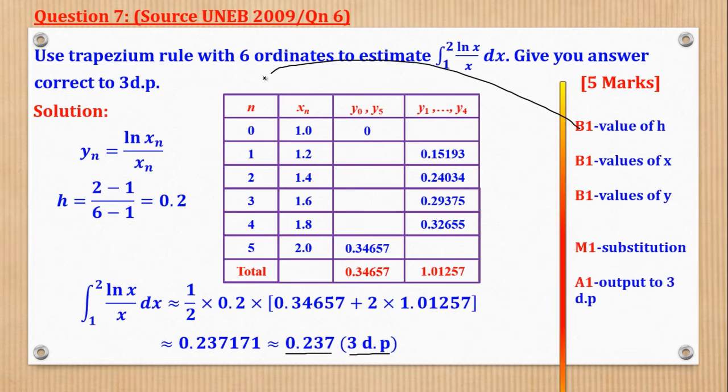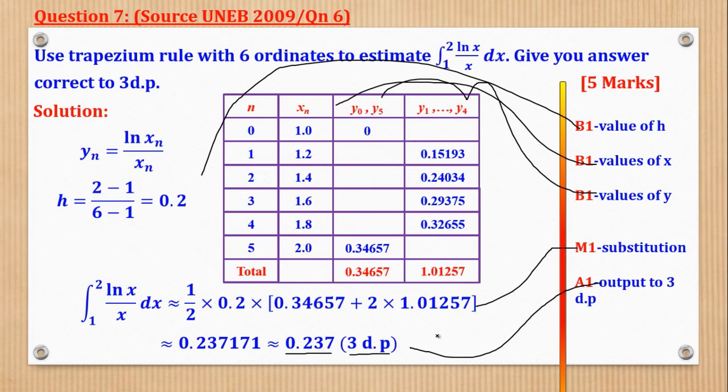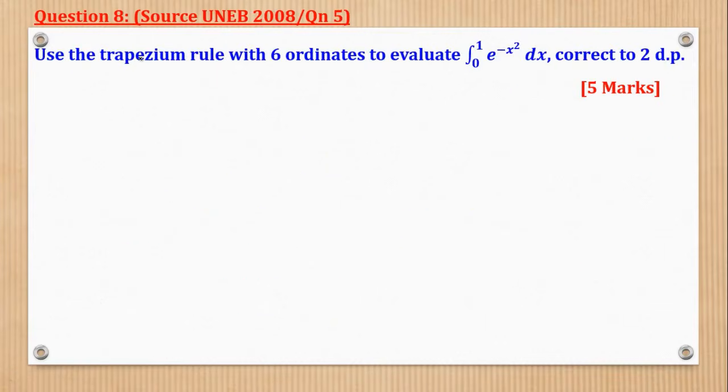So B1 for the value of h, B1 for the values of x, B1 for both columns of y, M1 for the substitution, A1 for the output. So that was question 7.